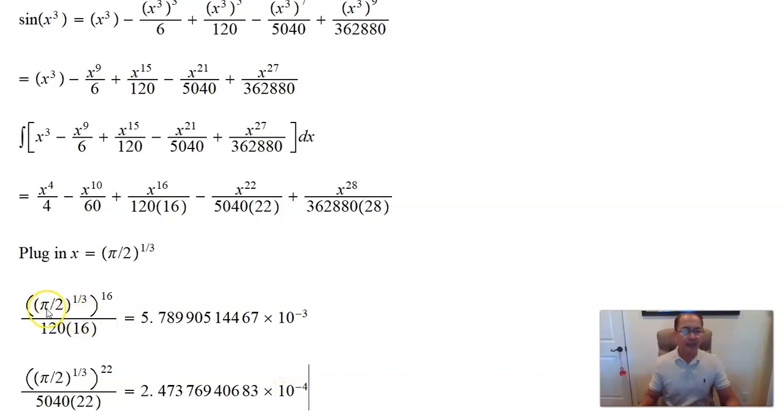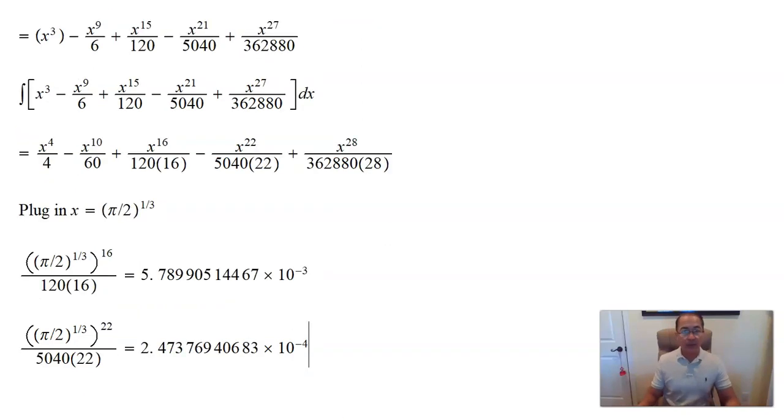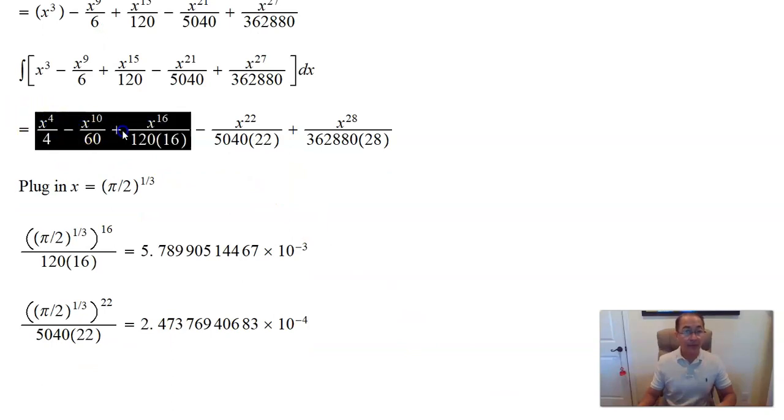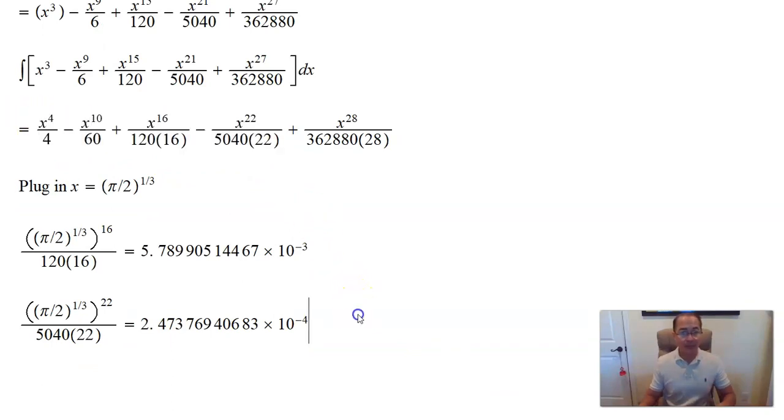So why did that happen? Pi is 3 point something. Pi over 2 is bigger than 1. So even if you take the cube root, you'll get a number which is bigger than 1. So it's not like we're getting close to 0 very, very quickly. Okay, so again, this is Maple doing the hard work for us.